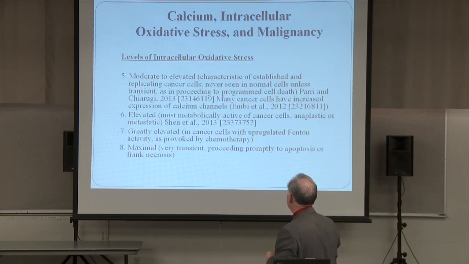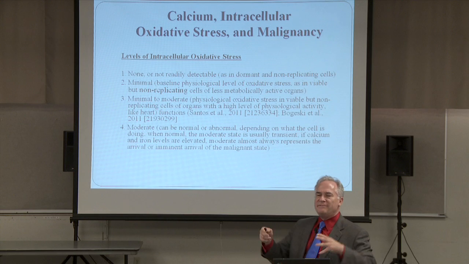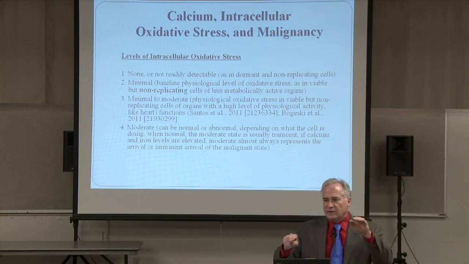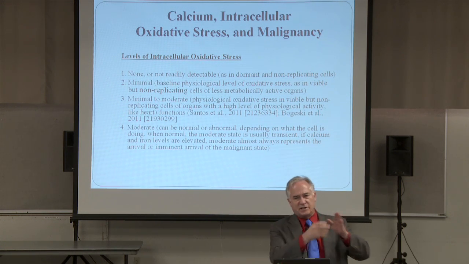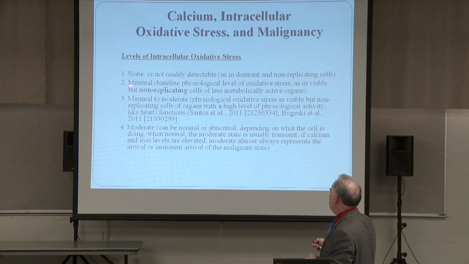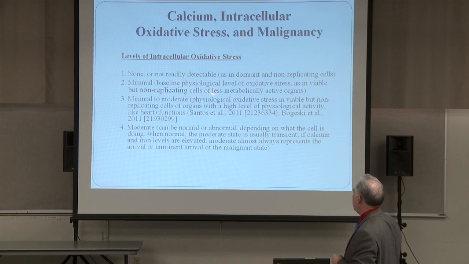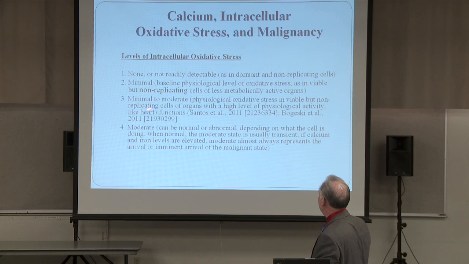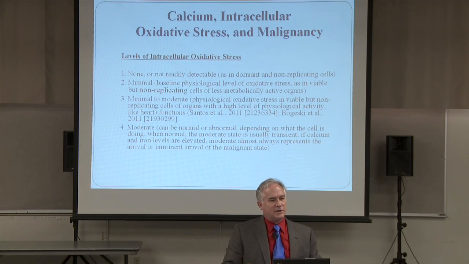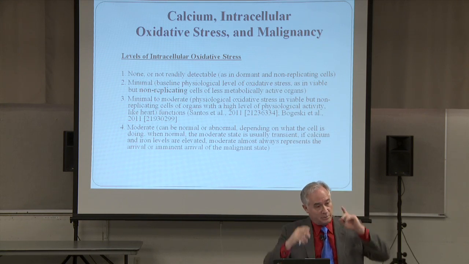Now, these next two slides, I'm not going to go into great detail, I'm going to give you an overview. You can very roughly, in my opinion, break down the levels of intracellular oxidative stress into 8 degrees. The degrees would be none, or not readily detectable, like in dormant cells, minimal, as in non-replicating cells but metabolically active. The most common stage would be minimal to moderate oxidative stress, which represents cells that are viable and have a high level of physiologic activity, but they're still not technically elevated beyond the normal range.